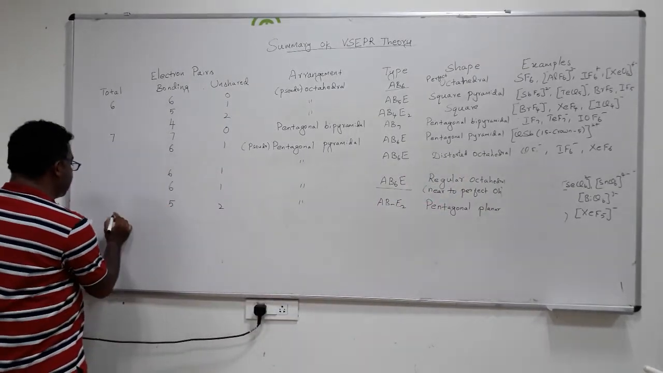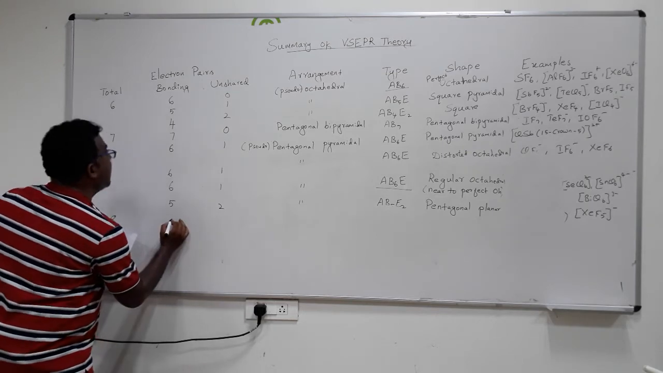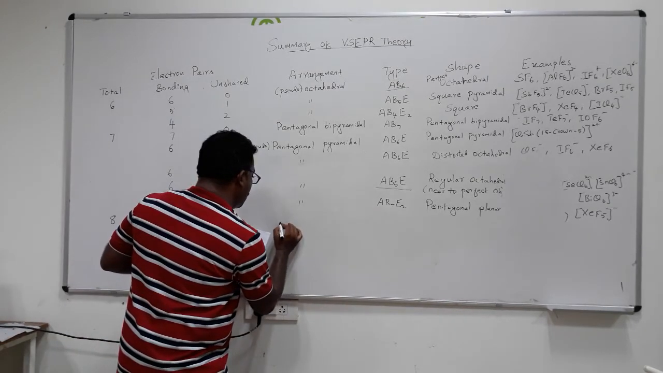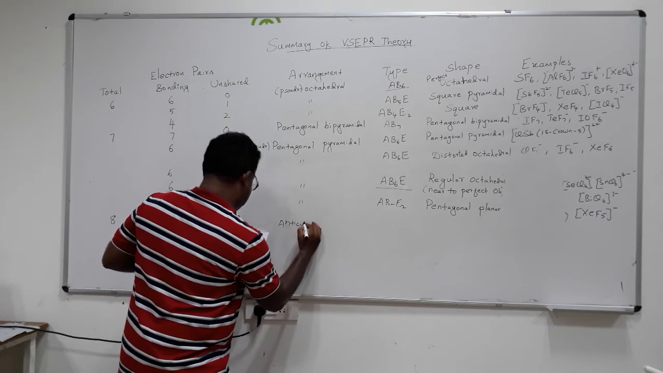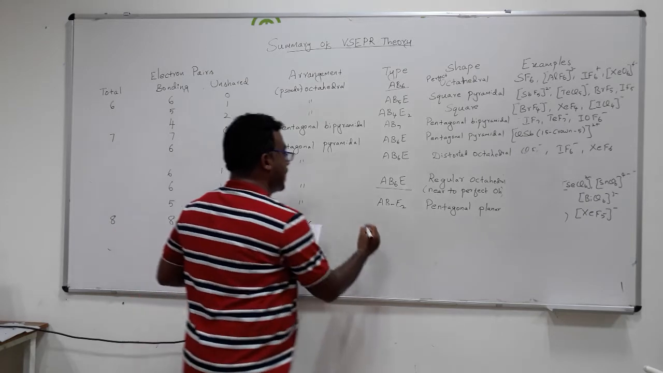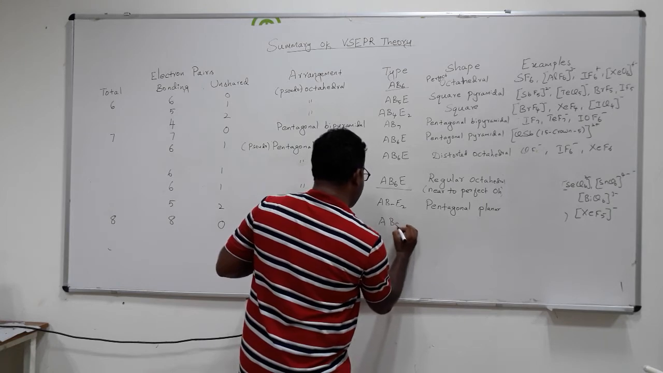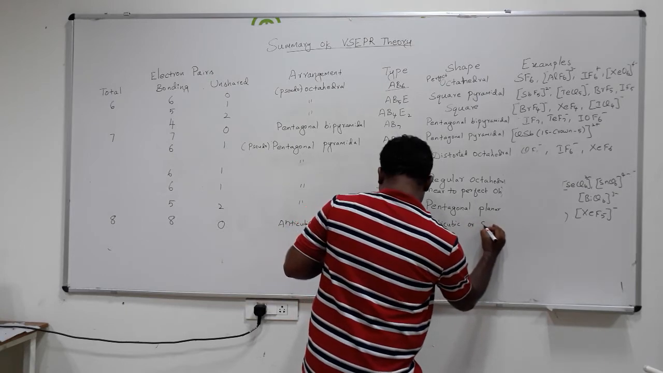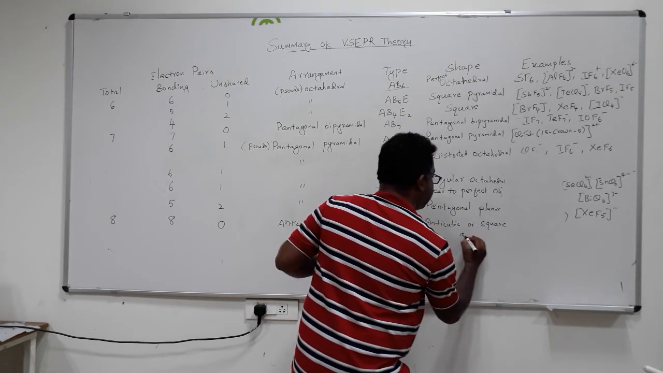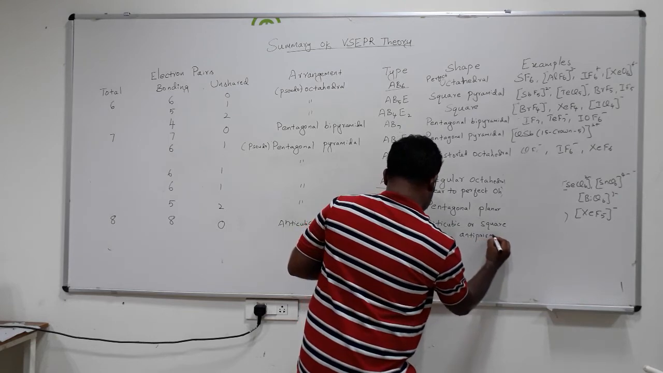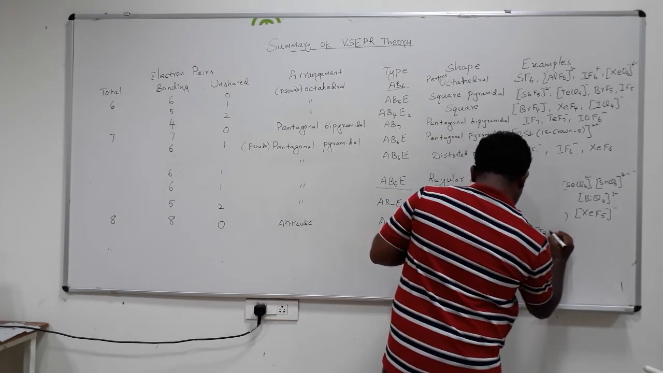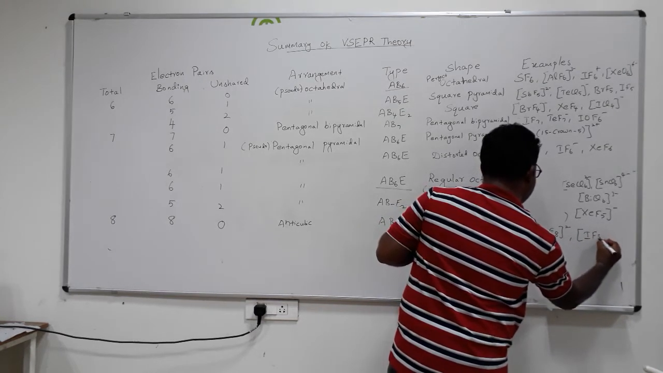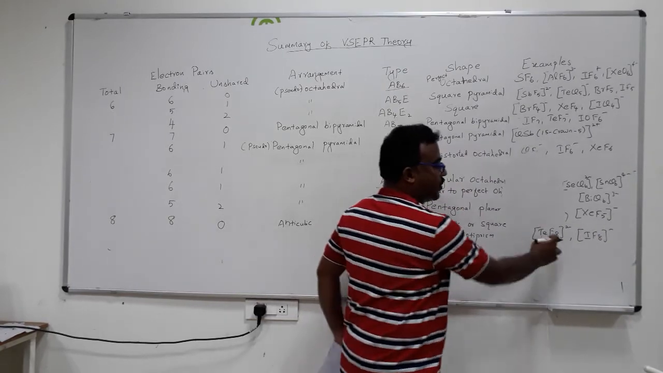Then we have a system of 8. We have 8 bonding electron pairs, no lone pairs, and it will be called anti-cubic, or square anti-prism. Examples for this AB8 type molecule are TeF8 2 minus and IF8 minus. Please keep this in memory.